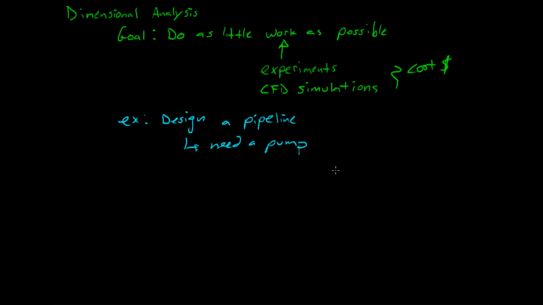Why do we need a pump? Well, shear stress makes the fluid not want to flow through the pipe. And so we have to overcome the shear stress, which you may remember we call tau wall. And we've shown analytically that this is related to the pressure drop and things like that.